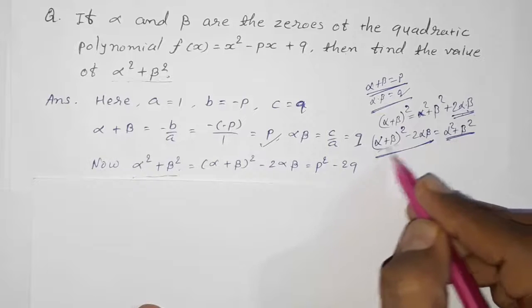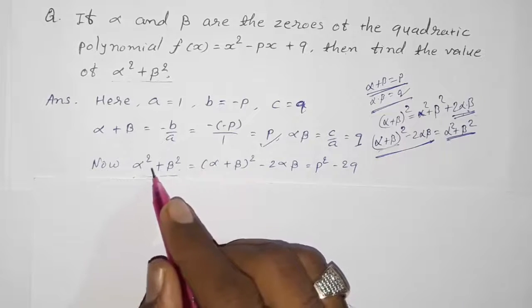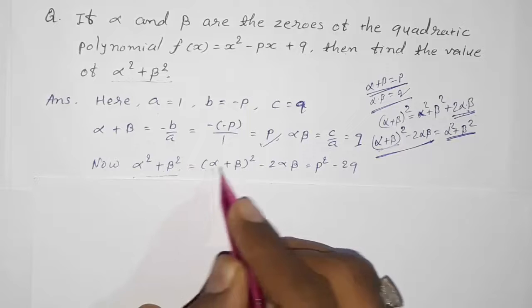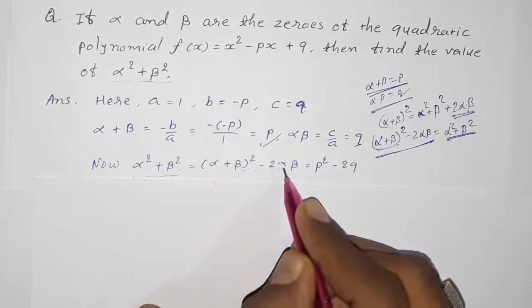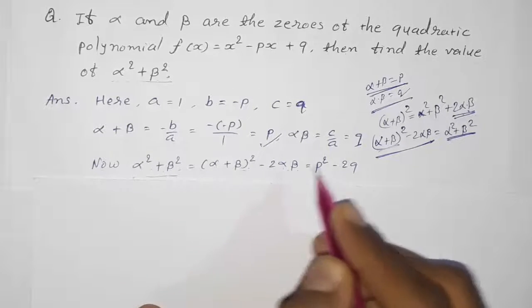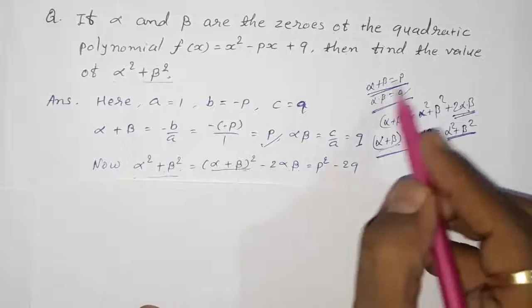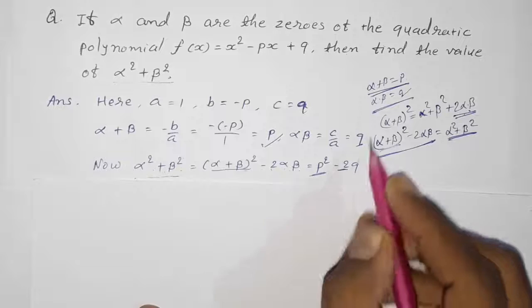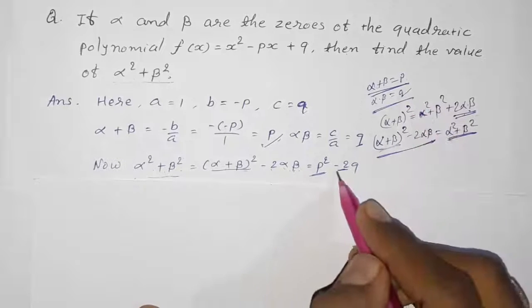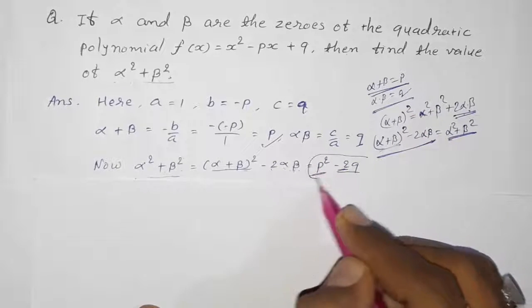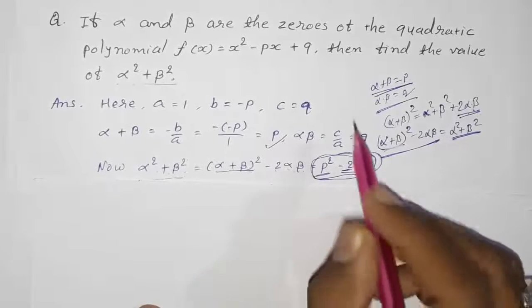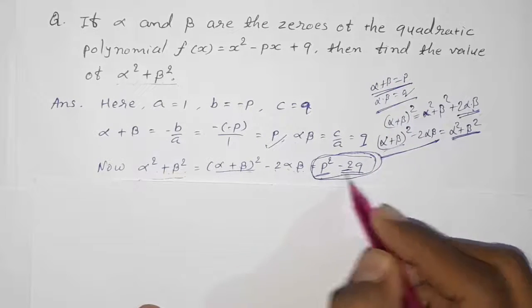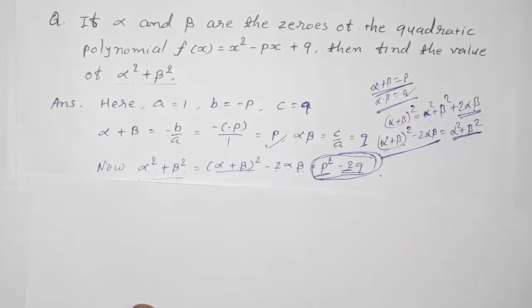So now I am going to put up the values. Look here, alpha square plus beta square equals to alpha plus beta whole square minus 2 alpha beta. Directly alpha plus beta is p. So p square minus 2, and alpha into beta is q. So q. Now we cannot add or subtract, so our direct answer for this will be p square minus 2q. So this way we can solve this sum, and these are the important extra questions which are not in your textbook.